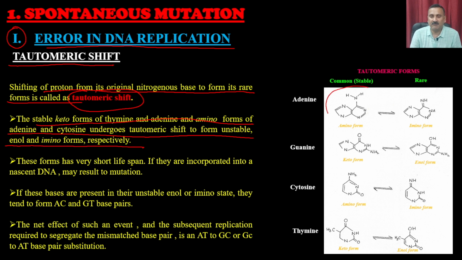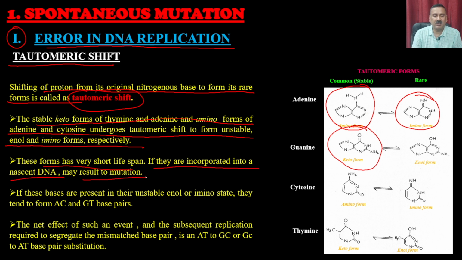For example, you have the stable amino form of adenine and cytosine, and once it goes through tautomeric shift, it is going to form the imino forms, and these imino forms are very rare, but they are unstable. These forms have very short lifespans. If they are incorporated into nascent DNA, they may result in mutations. If these bases are present in their unstable enol or imino state, they tend to form AC and GT base pairing. This AC and GT base pairing is not normally allowed, and that is how it is going to distort the DNA structure.